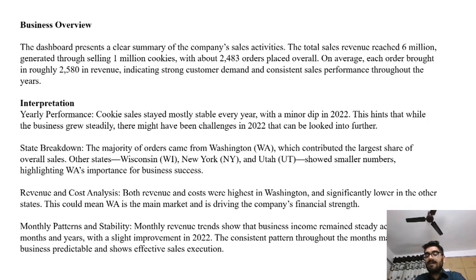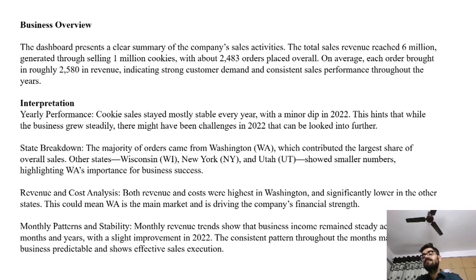Sir, the third parameter which I have considered is revenue and cost analysis, which I have shown through the line chart. Revenue and cost were highest in Washington and significantly lower in other states. Sir, as we know, Washington is the highest factor or state for the company's financial strength. The company's financial strength has increased due to Washington, and Washington's revenue and cost were also high due to that.